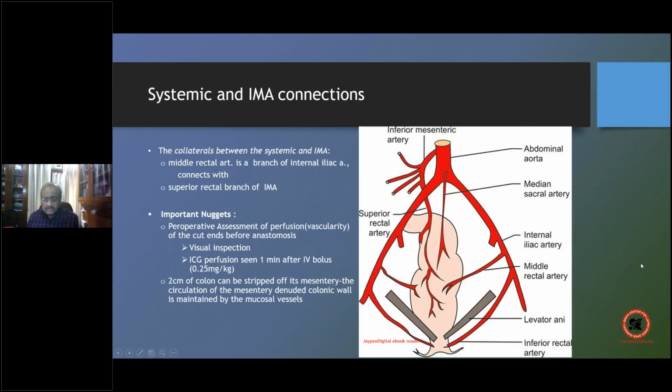So remember, if you have stripped the mesentery of the large bowel, the bowel is not going to fail to sustain itself, if it is only 1 to 2 centimeters. This gets an added importance when we're talking about difficult colostomies, constructing difficult colostomies. We'll come to that when we talk about colostomy.